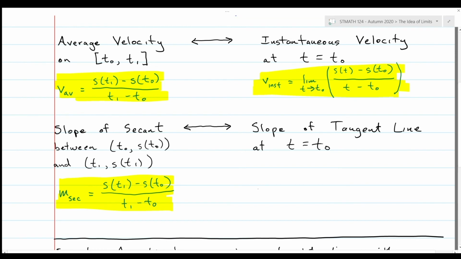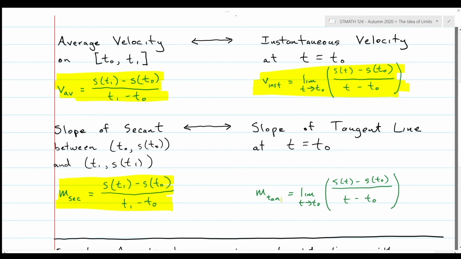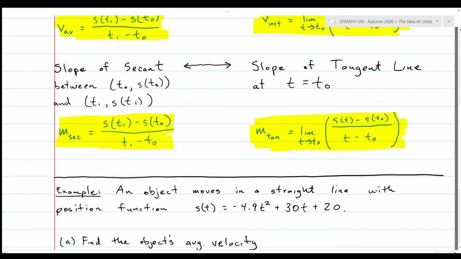So m tangent, let's call it, for the slope of the tangent, is also going to be the limit as t approaches t0 of s of t minus s of t0 over t minus t0. So even though we're thinking about the slope of the tangent as a geometric concept, it's the same as this dynamical concept of instantaneous velocity. So we're making a connection between the geometry of the curve and some interesting property of the function that we're interested in, in this case, velocity. A little later in the class, this thing is going to be called the derivative. And the derivative turns out to be the subject of the rest of the class after we talk about limits.